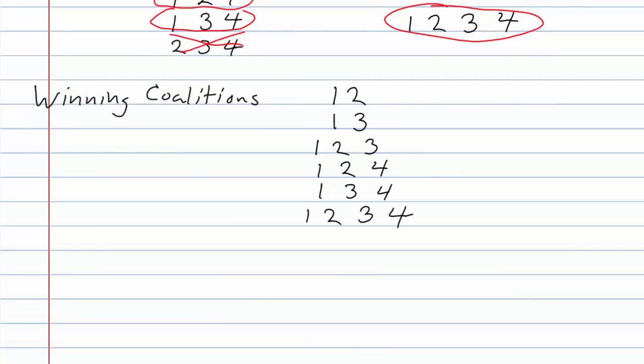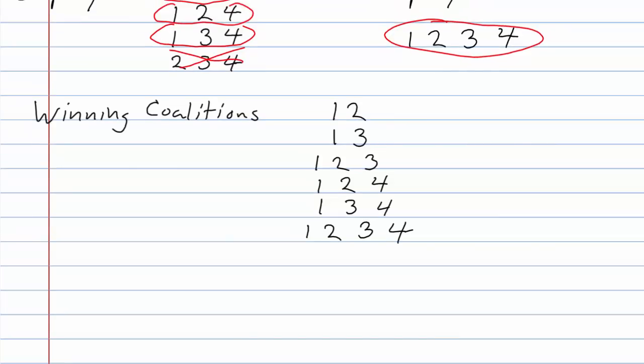We need to determine in each of these coalitions who are the critical players. Remember that the definition of a critical player is the following. Look at a given player in a winning coalition.